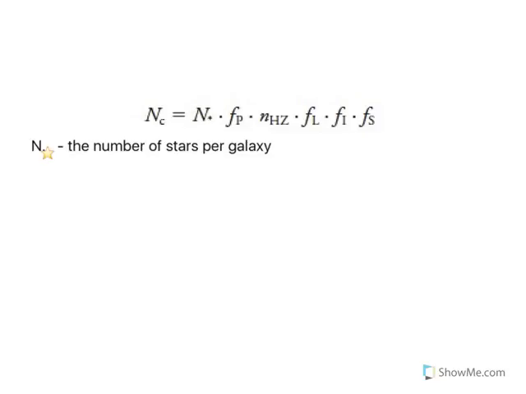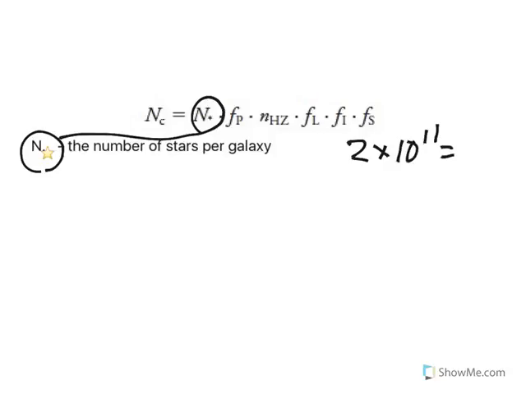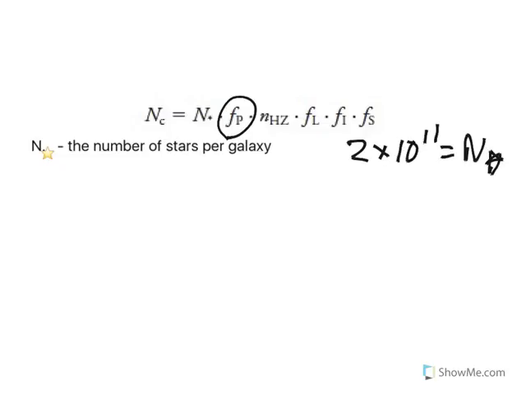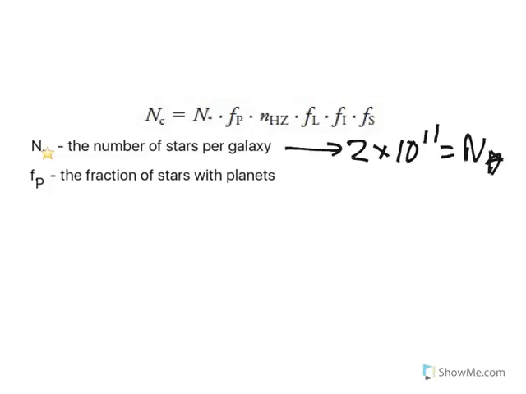Let's first look at N star. N star is the number of stars per galaxy. So you want to think of a number. How many stars are in the Milky Way galaxy? Don't guess, go look at the textbook and come up with a number. An optimistic person might assume the number of 2 times 10 to the 11th as the number of stars in the Milky Way galaxy.